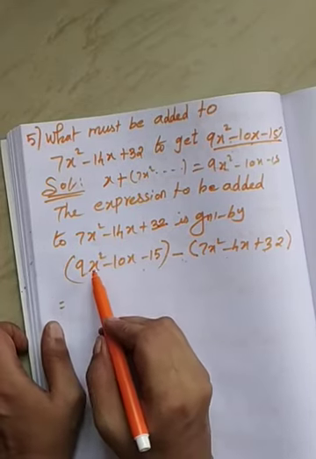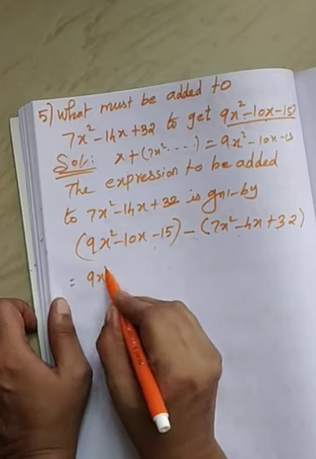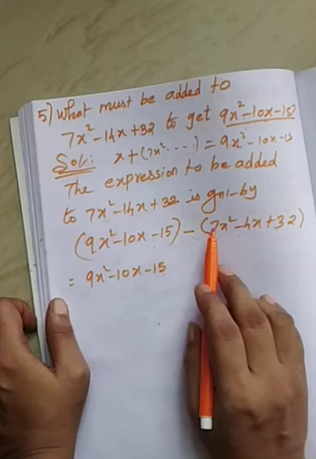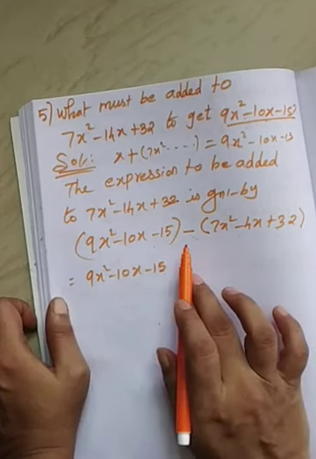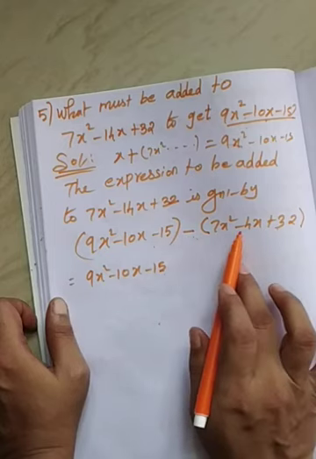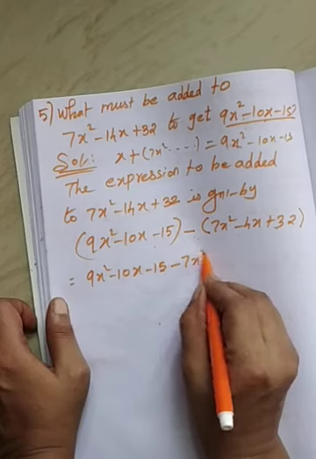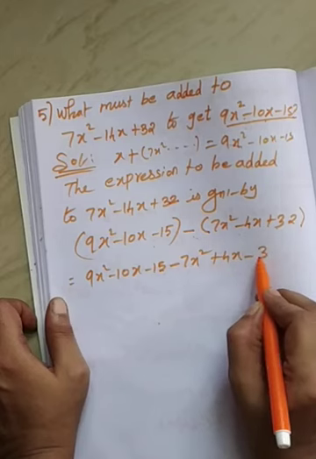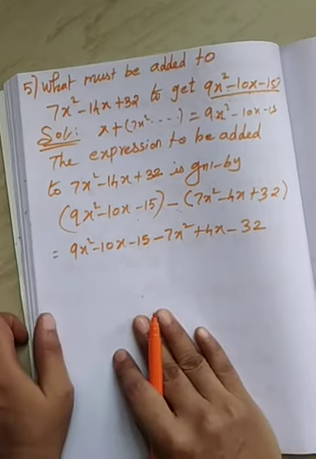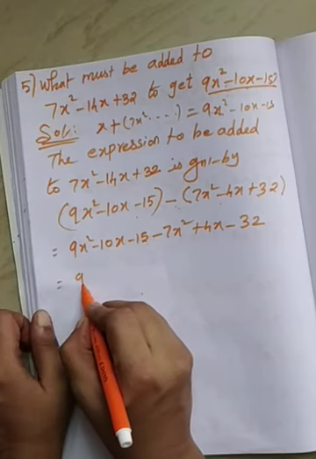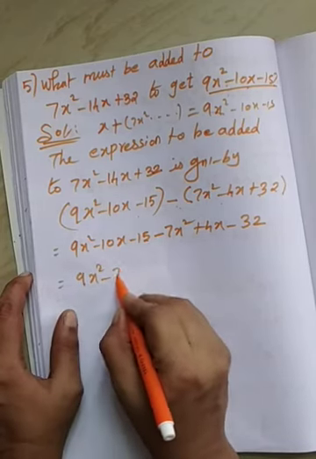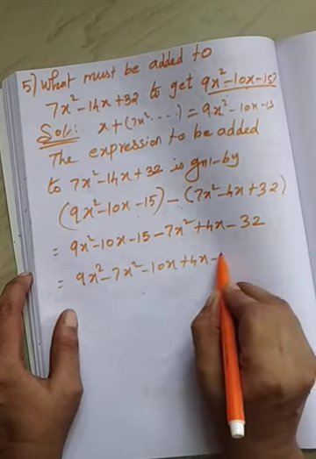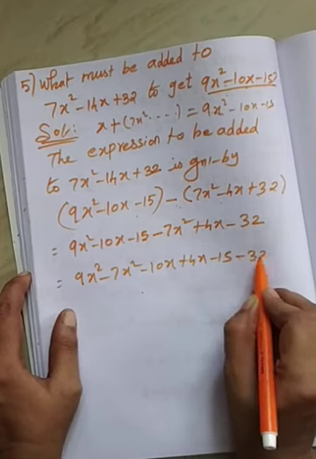Everybody clear? See, first write 9x squared minus 10x minus 15. Next, minus is common for this whole term. So you have to take minus into plus 7x squared. So what is that value? Minus 7x squared. Next, minus into minus plus 14x. Minus into plus minus 32. After that, you have to rearrange the term. Okay, see 9x squared and then minus 7x squared. Next, minus 10x plus 14x. Next, minus 15 minus 32.